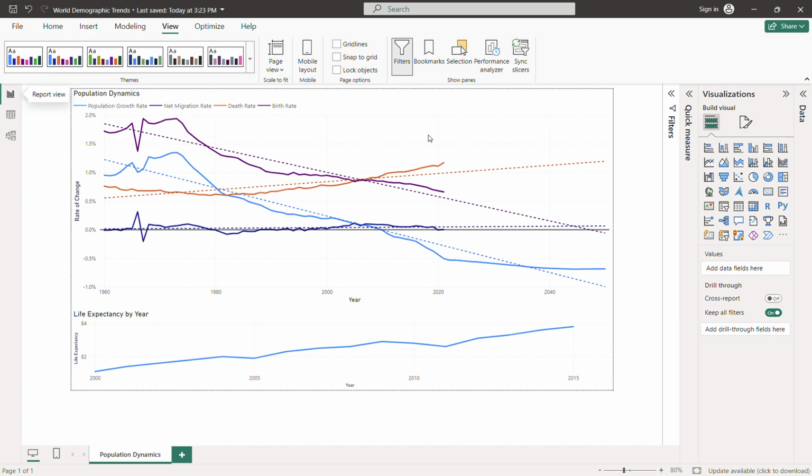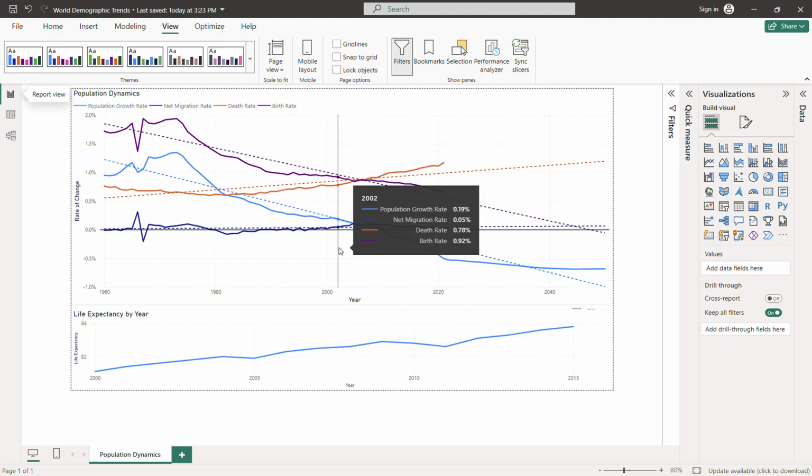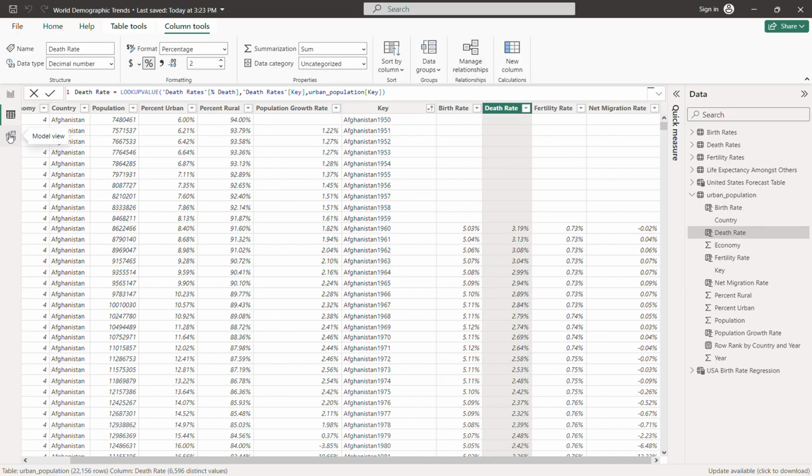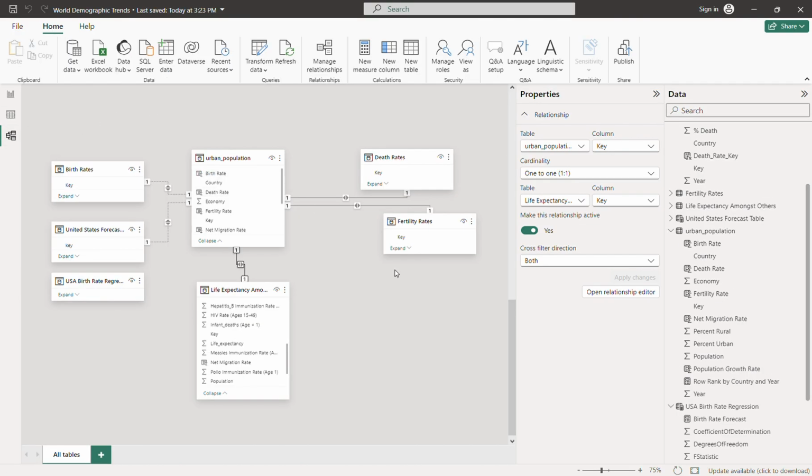Hello everyone, I created this analysis project in Power BI, and this goes over data that I collected from either the WHO or the World Bank. First of all, I just want to go into my data model a little bit to show you how this works. I had this urban population table here that connects into a birth rates table, death rates, and fertility rates table, and also this life expectancy table as well.